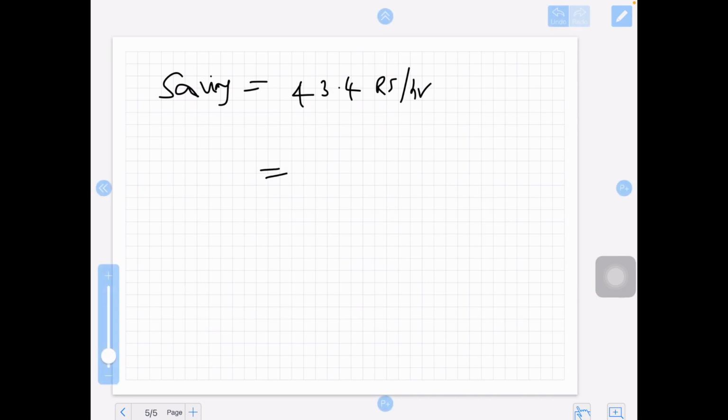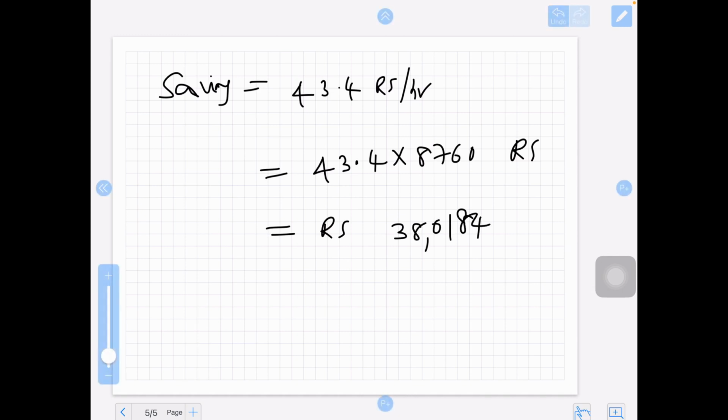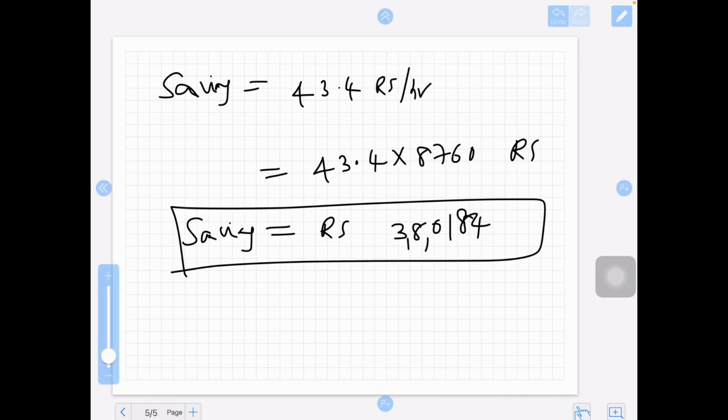Suppose you want to find it for a year, so we have to multiply with the number of hours in a year, that is 8760 hours per year. The rupees you can save is 3,80,184 rupees when we go for economic generation scheduling.